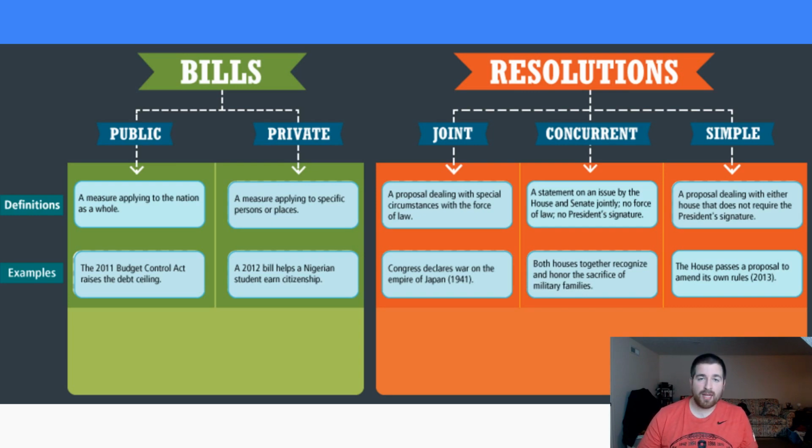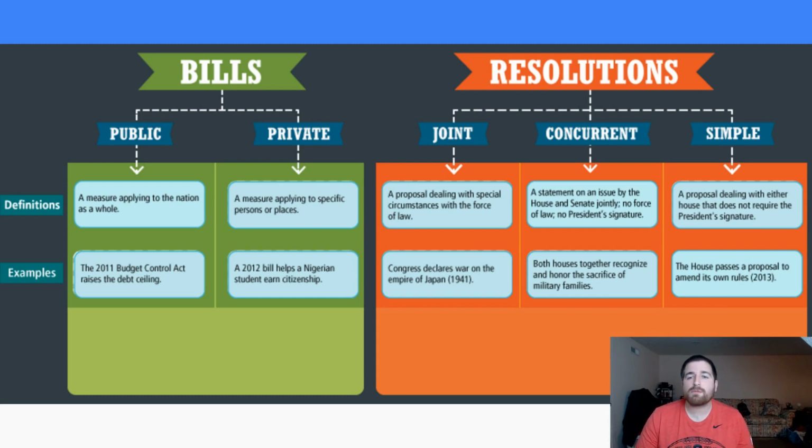Declaring war on another nation and saying that we're going to come after you, that's not necessarily a law. There's nothing to be broken there, but it's a decision about something that government is going to do. A concurrent resolution is a statement on an issue by the House and Senate jointly. No force of law and no president's signature is needed for a concurrent resolution. So, for example, both houses together recognize and honor the sacrifice of military families. So essentially, it's kind of an unofficial thing.